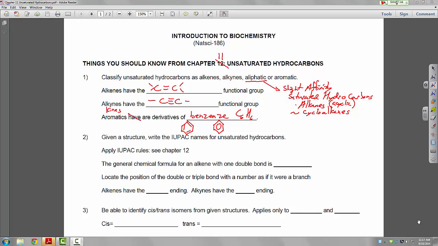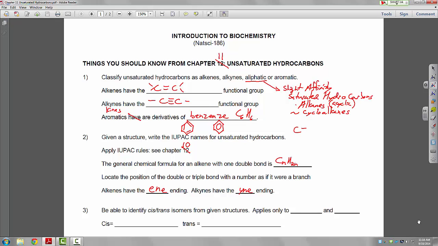All right. Given the structure with IUPAC names for these unsaturated hydrocarbons, essentially you're going to apply the same IUPAC rules that we had in chapter 10. But we're going to end these compounds in a different suffix. So alkenes will end in -ene. Alkynes end in -yne. One of the things about alkenes, the general formula of an alkene with only one double bond is CnH2n.